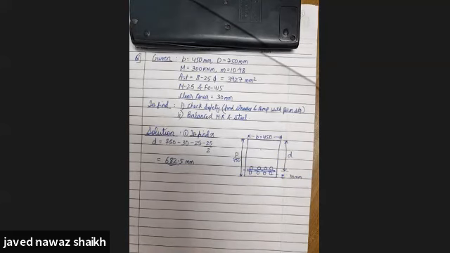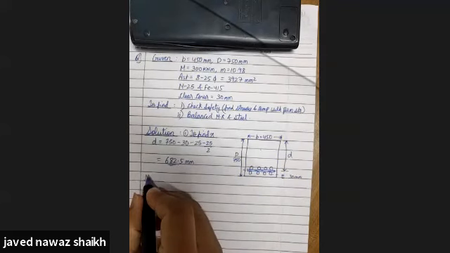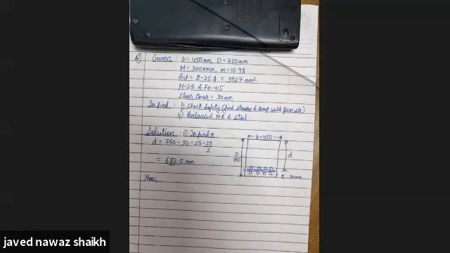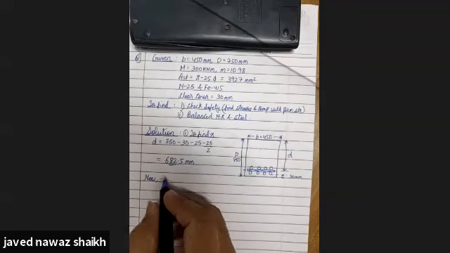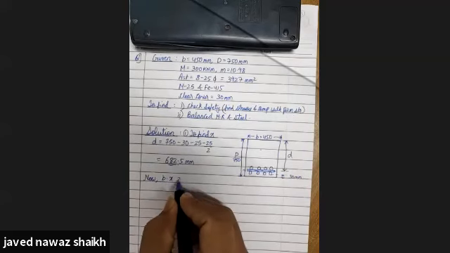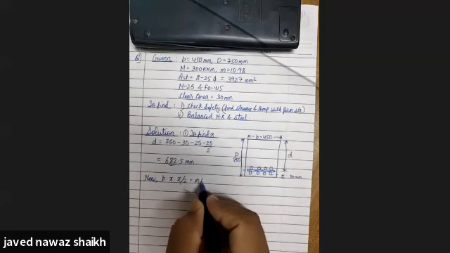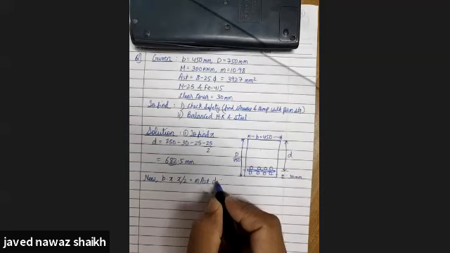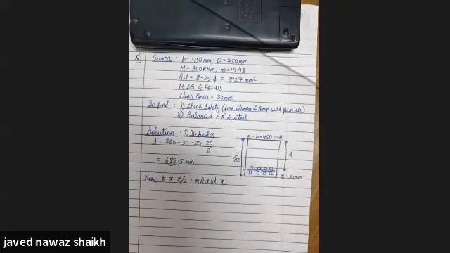So now we will find out the actual neutral axis. B into x by 2 is equal to m into Ast into (d minus x).